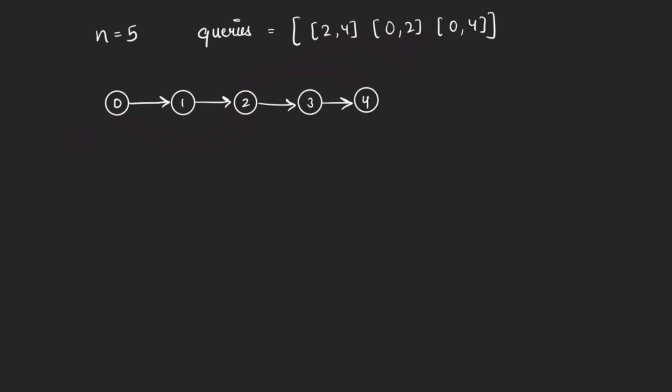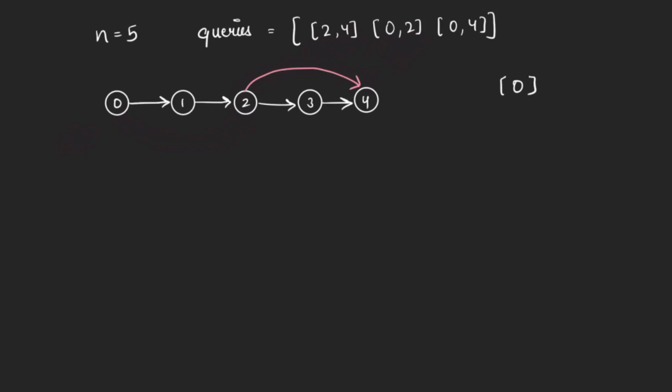If we look at the first query, it is giving us an edge from 2 to 4. So if we draw that edge, we get 2 to 4. Now, if we apply breadth first search over this graph, what happens? Breadth first search works in levels, so it processes each level one by one. We maintain a queue for that. In the queue, firstly, we will have node 0.